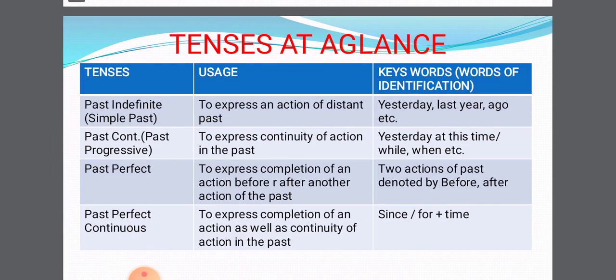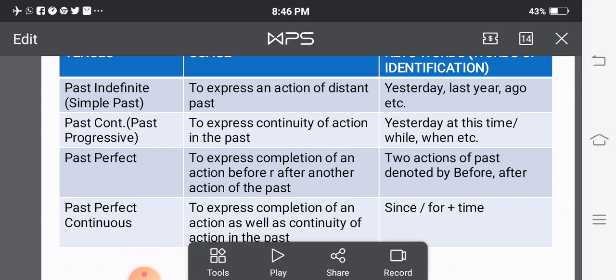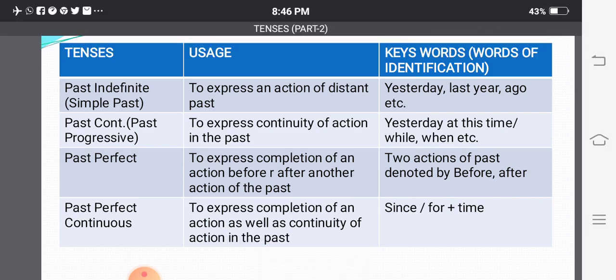Now we'll go to the past tense, the uses and keywords for past indefinite, simple past, to express an action of distant past. All right, for example, yesterday, last year, ago, etc. I went to the school yesterday. Okay, now past continuous to express continuity of an action in the past. Like the keywords yesterday, at this time, while, when, like this.